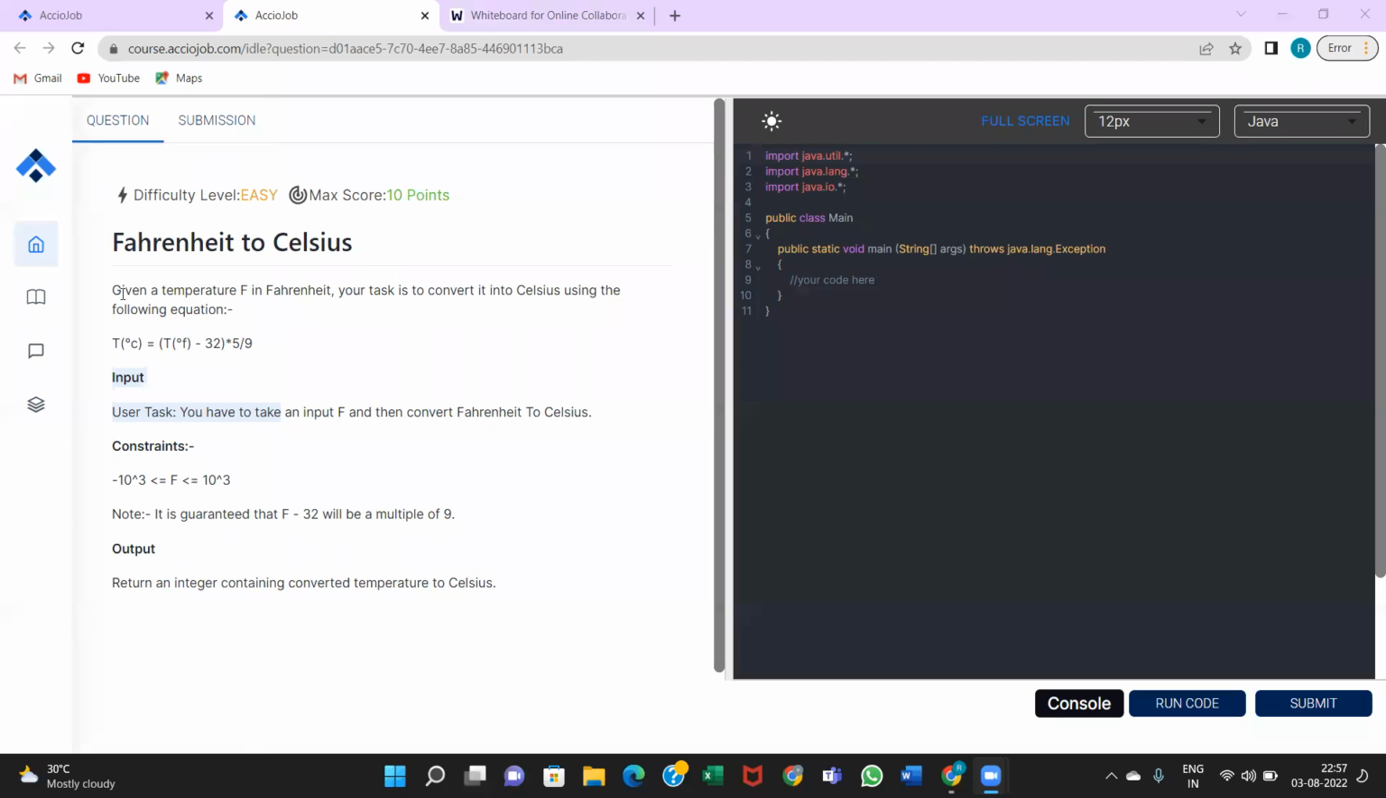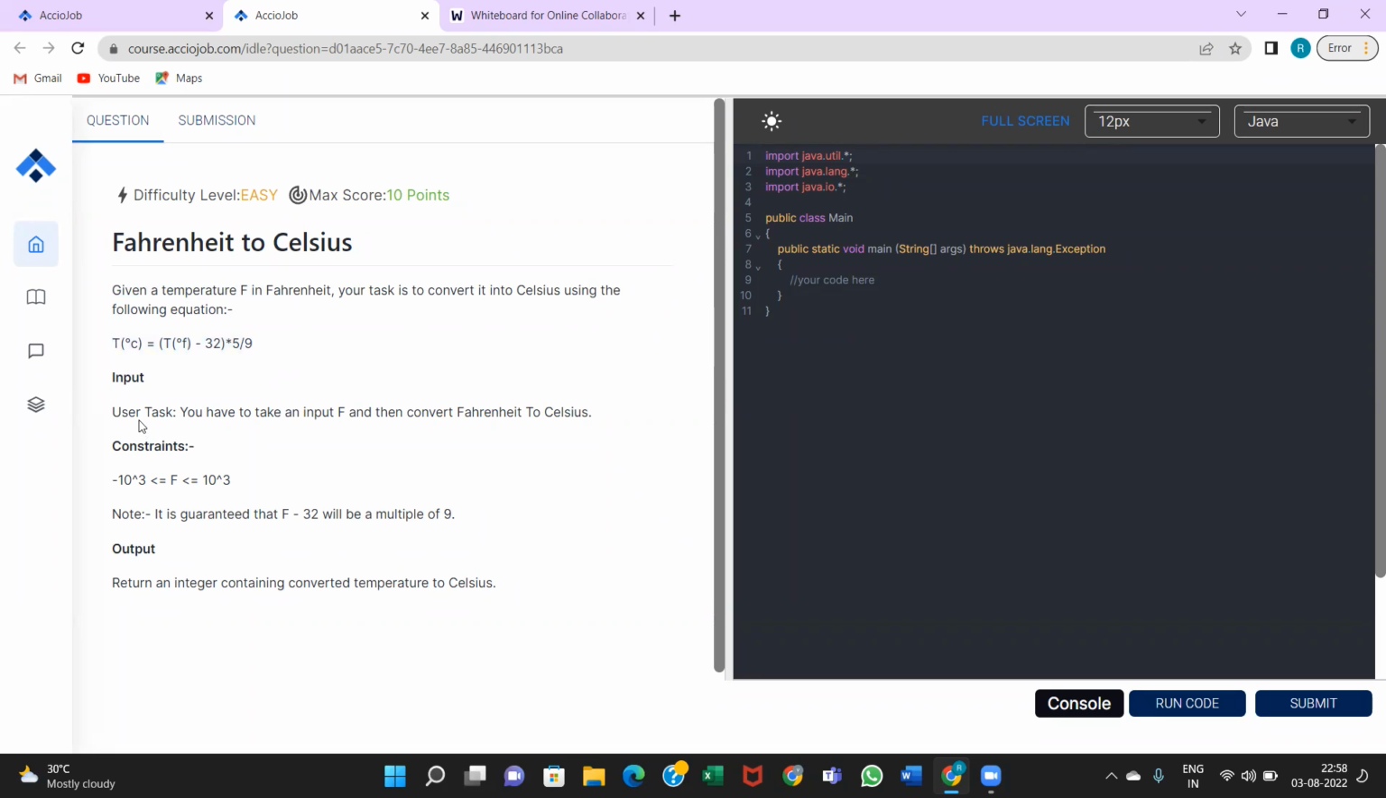Okay, so what the problem is saying is that you are given a temperature in Fahrenheit. Your task is to convert it into Celsius. So that's also a pretty mathematical question. There's a formula for converting Fahrenheit temperature into Celsius, which is given over here. Yeah, I'll increase the font. Don't worry.